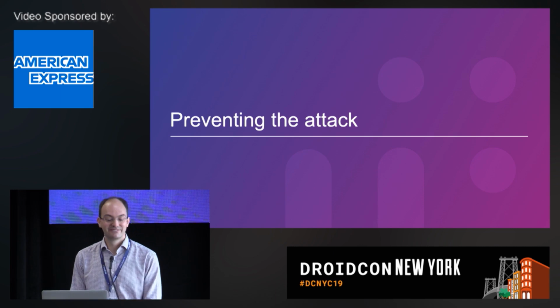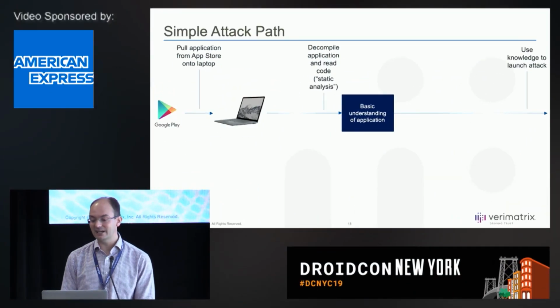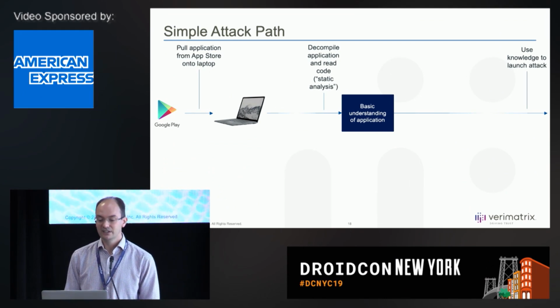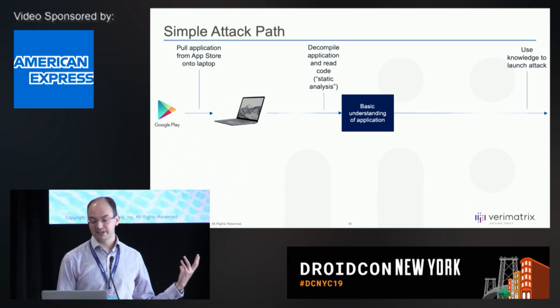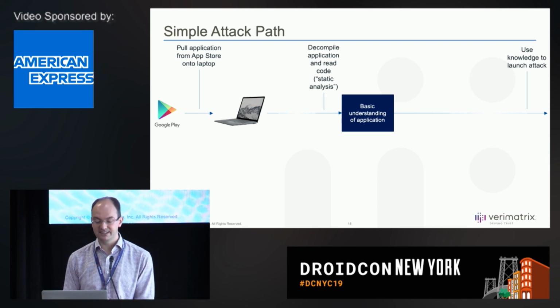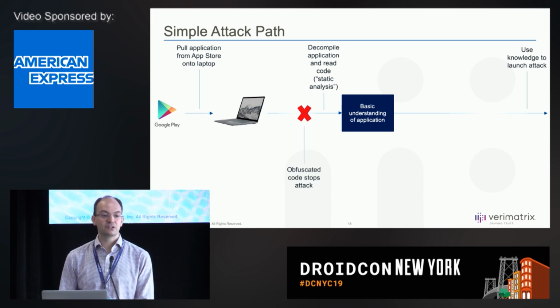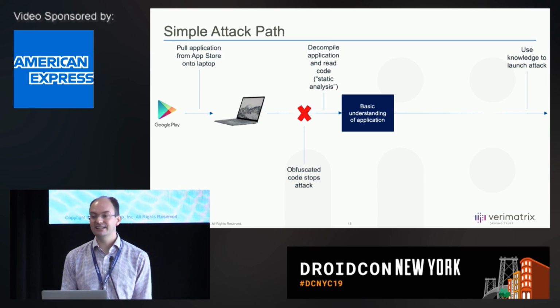It's not all bad news. We can defend ourselves, we can prevent the attack. So if we go back to our simple attack path, this is the same diagram I had at the start. I've condensed it down, made it a bit simpler. But we get the application, we do the static analysis, we build a basic understanding. We can stop the static analysis with a technique called obfuscation. Obfuscation is making code hard to read. If you use our book analogy, static analysis is reading the book, obfuscation is shredding the book so that it's no longer connected in a readable way.